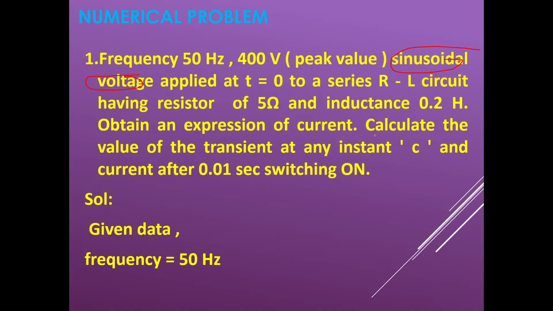And you have to calculate the value of the transient at any instant. Transient means the complementary part. At any instant, and the current after 0.01 seconds after switching on. Turning on means after closing the switch. The switch is closed at t equal to 0, and later we have to determine the transient if the switch is closed at 0.01 seconds.